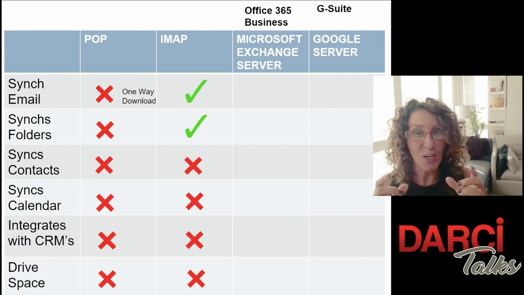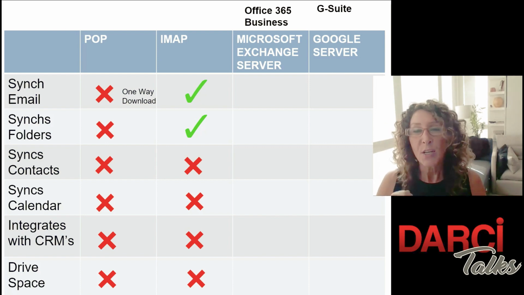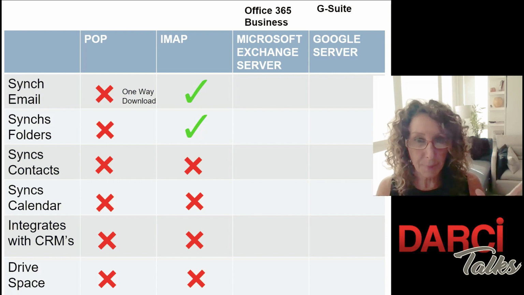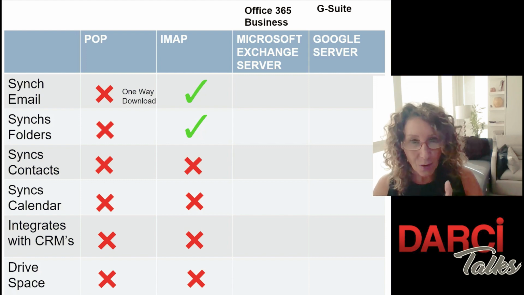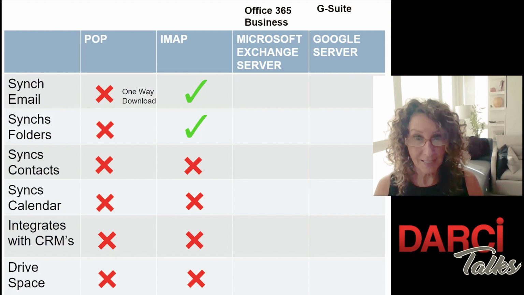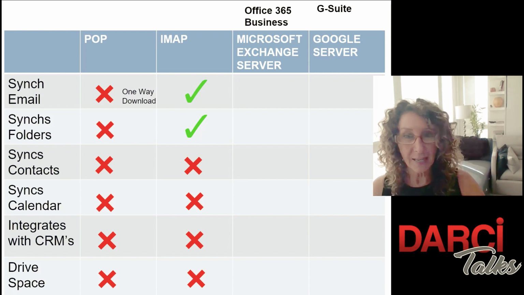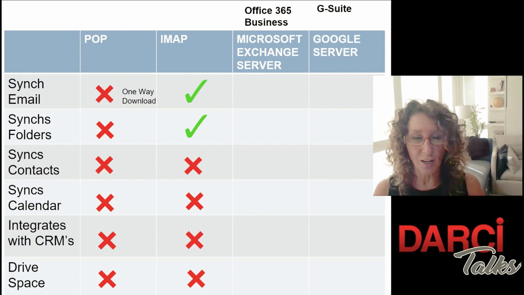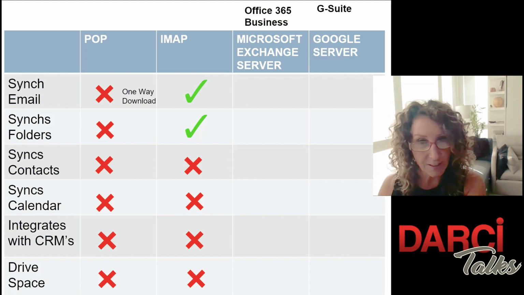Now, if you're running a business, and real estate professionals, you are running a business. Does that make sense? You're running a business. You have two options of big players to get your name at yourwebsite.com. Make sense? Your name at yourwebsite.com. You own the domain. My domain is darcitalks.com. My business email is darci@darcitalks.com, and it's run off Google servers. So I use G Suite.